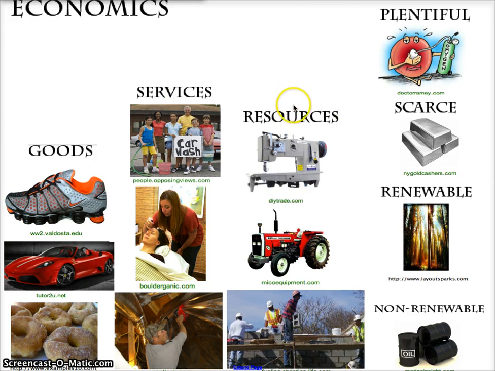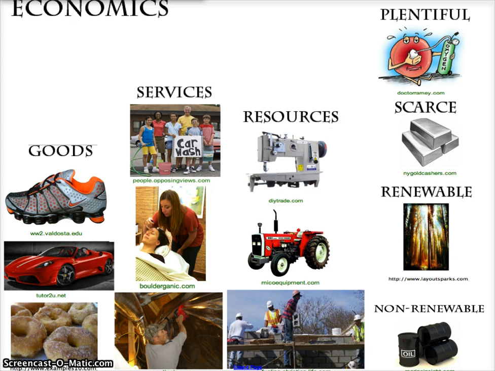Now, some resources are plentiful, like oxygen. Some are scarce, like silver. Plenty of oxygen, but not that much silver. And I think in this class we've already talked about renewable resources like trees and sunlight. I mean, they're going to come back. Whereas we have some resources like oil that there's a limited supply of.